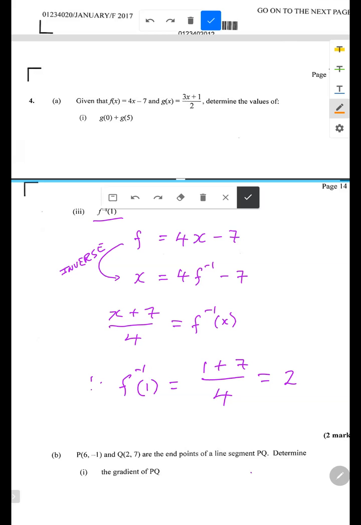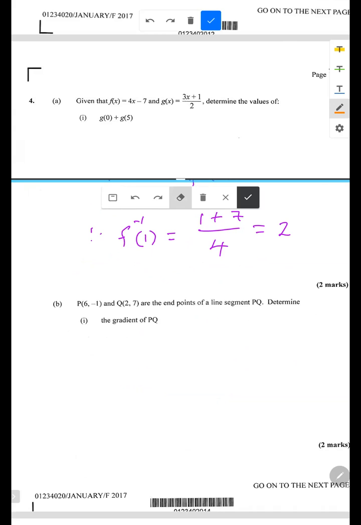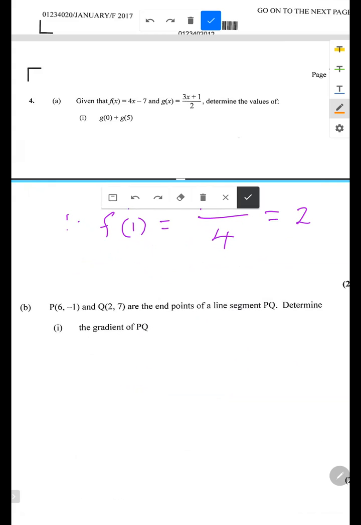All right, moving along now up here. So this part now gives us these 2 points, P and Q, those coordinates. The endpoints of the line segment PQ. They want the gradient. Remember, gradient is difference in y over difference in x. Right? So the gradient of PQ. Let's use a common letter for gradient. Gradient of PQ is difference in y over difference in x.